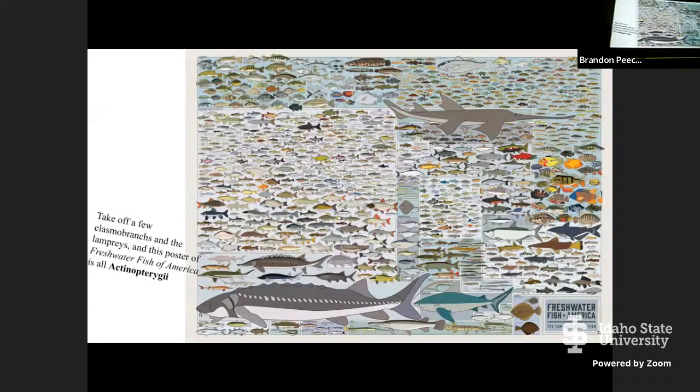Here's another thing I think is fun. This is a poster you can buy at museums or online. This is freshwater fishes of North America. A simple point I want to make here is, if I take away a couple of them, so I took away a stingray, a sawfish, a bull shark, and all the lampreys under that bigger X, every single other freshwater fish of North America is an actinopterygian fish.